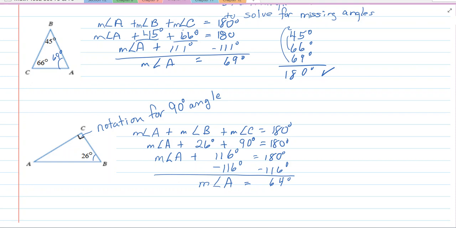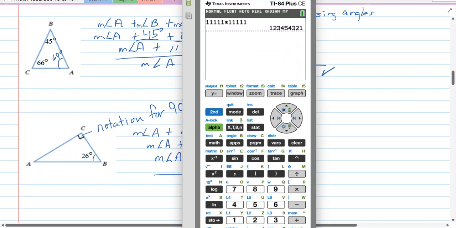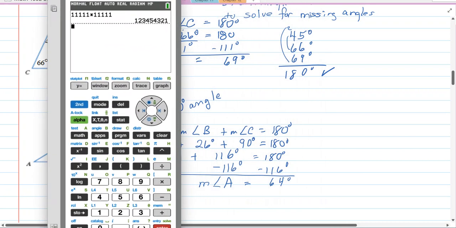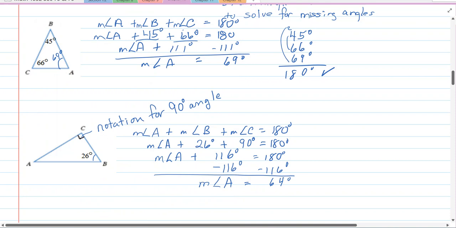And we can use our calculator. I haven't been, but we'll use it. Make sure that I'm doing good math. And I'm going to enter the 180 minus the 116. And get 64. Then I'm going to add the 64 and the 26 and the 90. And I should get 180. So there you are. Always double check your math.